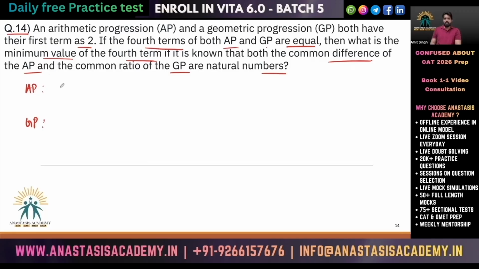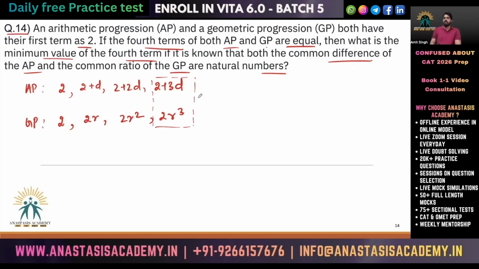So the first term is given as 2 for AP and for GP. I'm assuming the common difference to be D and the common ratio to be R. Let's write the subsequent terms. The next term would be 2 plus D, the third term would be 2 plus 2D, and the fourth term would be 2 plus 3D, right? And for the GP, 2R is the second term, 2R square is the third, so 2R cube would be the fourth term, and these terms are equal. This is given that these terms are equal.